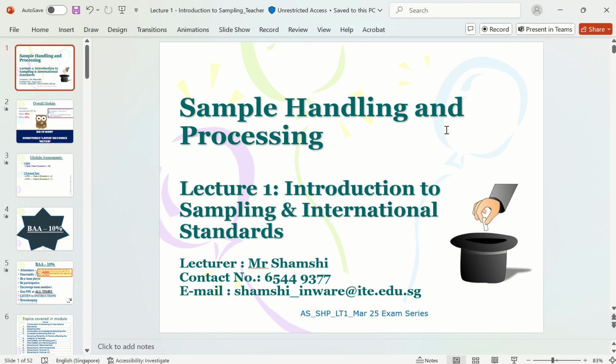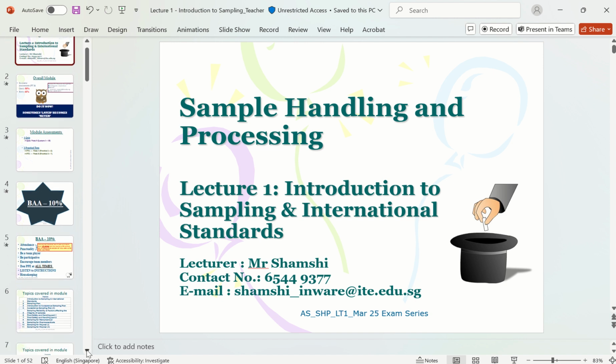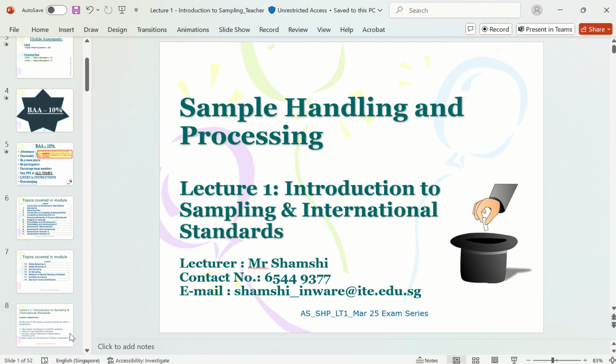So this module is all about how you collect your various kinds of samples properly. Okay, and lecture number one will be all about just an introduction to sampling. What is sampling? Okay, how important it is to sample properly, and then we'll take a look at some international standards, for example, like ISO, because these international standards contain guidelines for you to follow in order to collect your samples properly. Okay, so let's just jump straight into today's lecture.